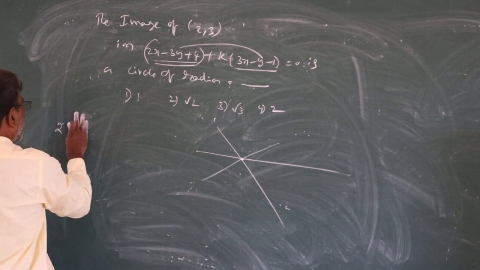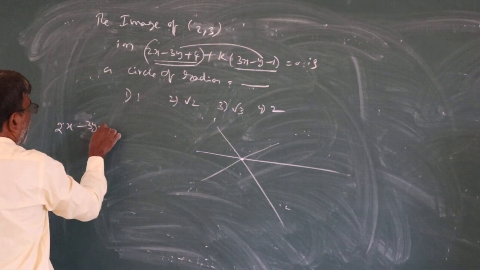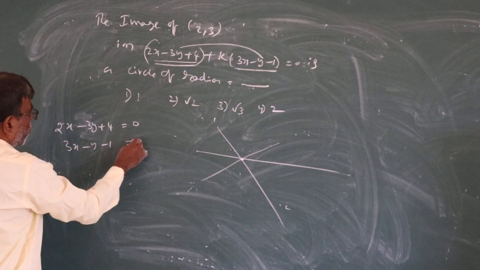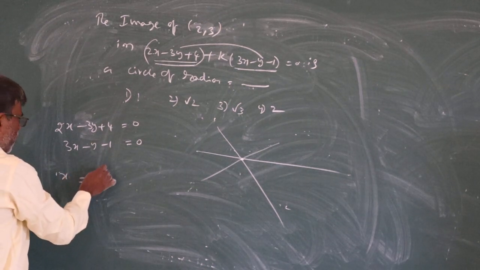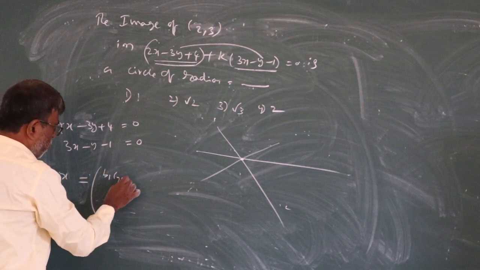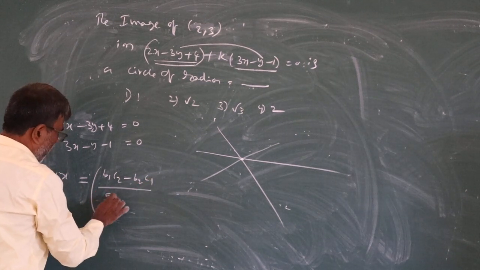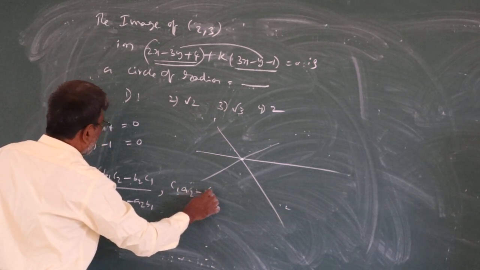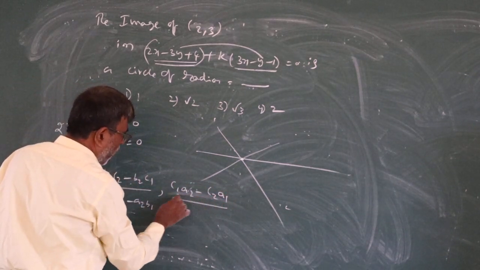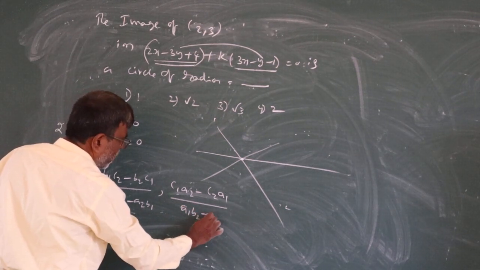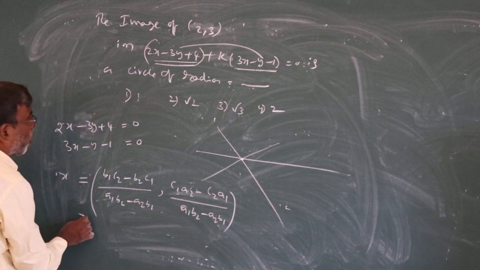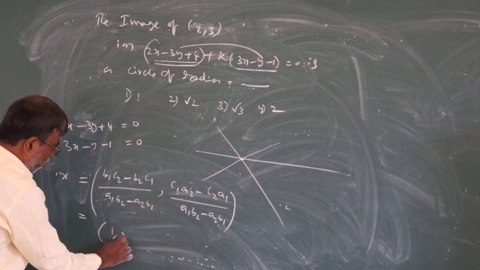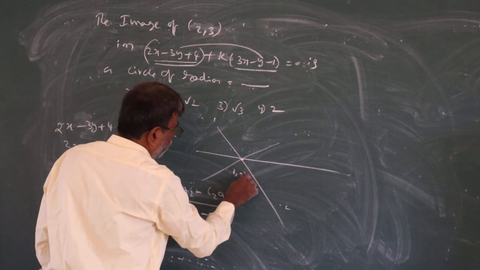While solving, use the shortcut formula: 2x - 3y + 4 = 0 and 3x - y - 1 = 0. Solving for x, the shortcut formula is (b1c2 - b2c1)/(a1b2 - a2b1), and for y, (c1a2 - c2a1)/(a1b2 - a2b1). Using the shortcut formula, we will get 1 comma 2. This is the point (1, 2).